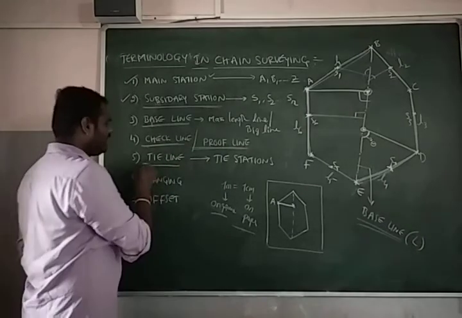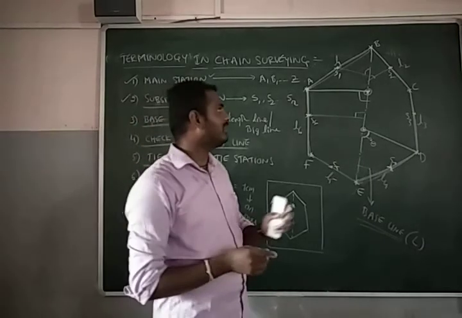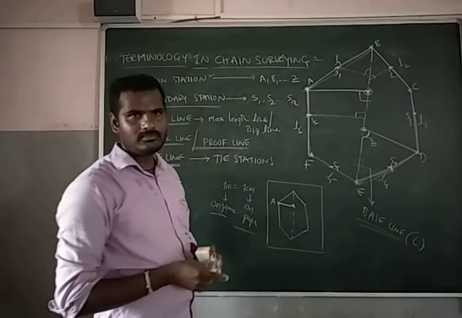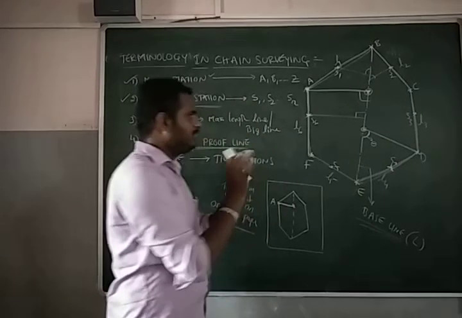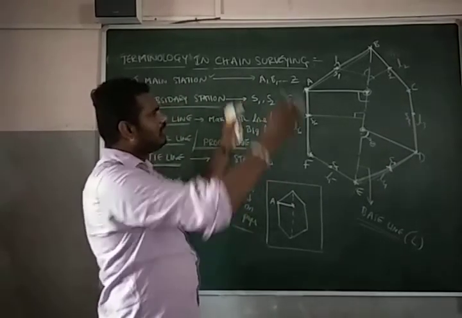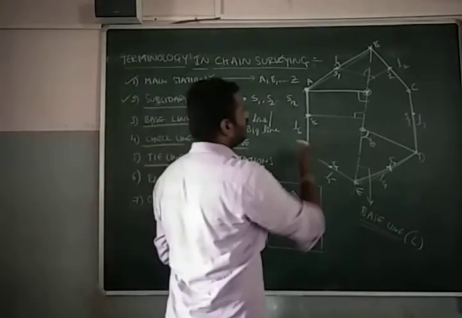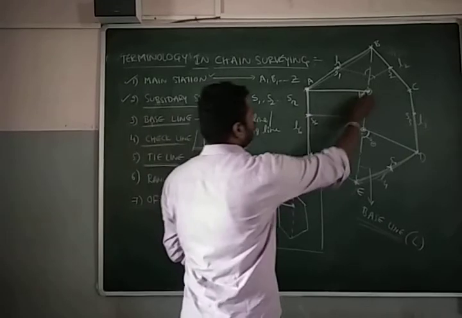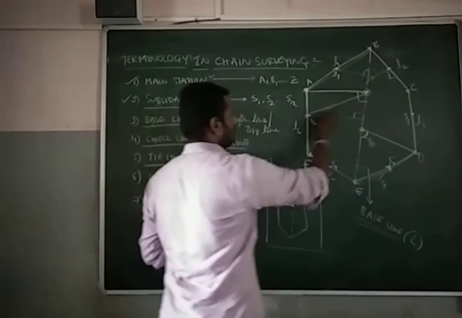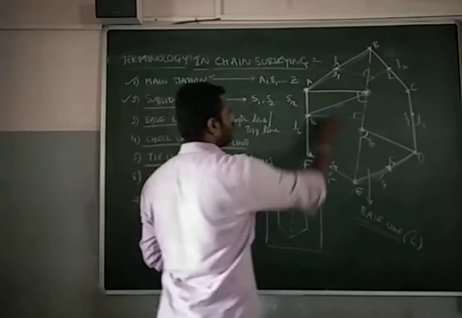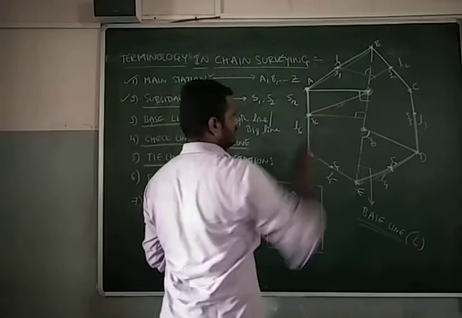Next we have tie lines. Tie lines are nothing but any line. A tie line may be any line which is especially used to divide the total figure into a number of small triangles. So let us consider that if I want to separate this into a triangle, you can connect these two positions. So this would be your tie line, which is separating this rectangle into two triangles.